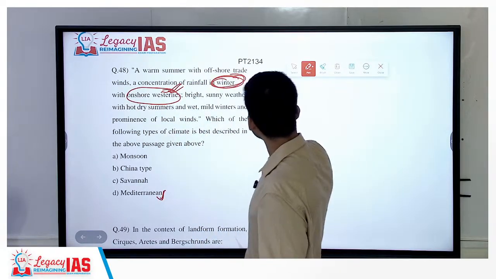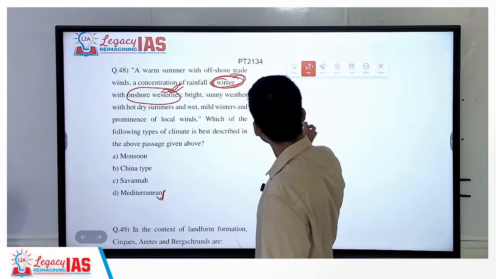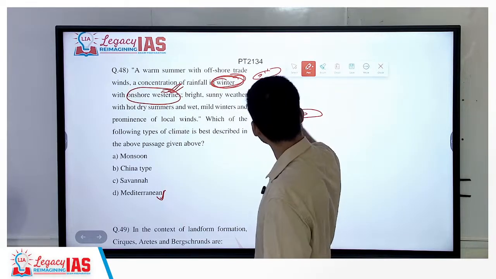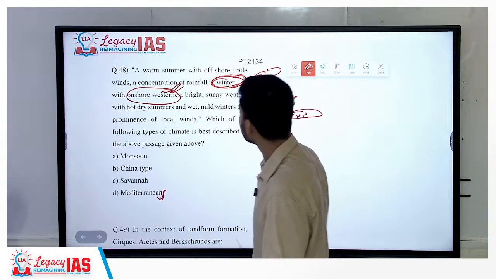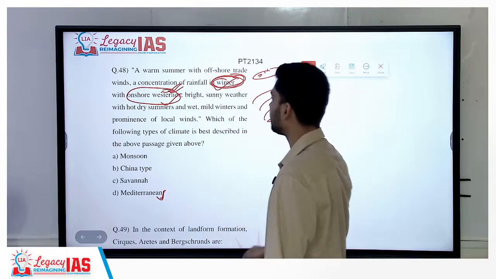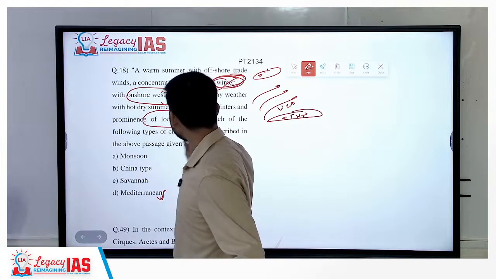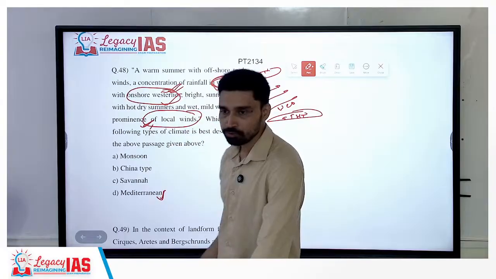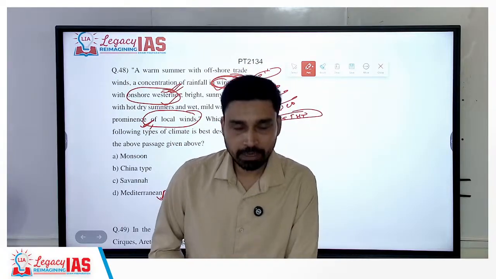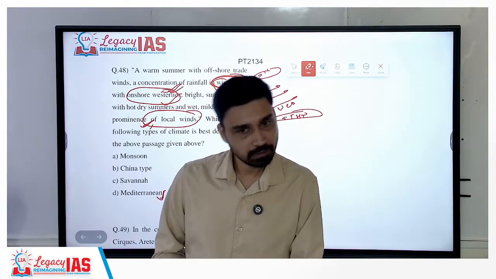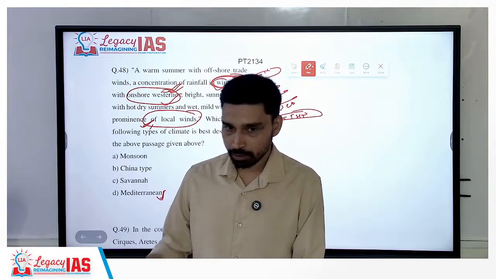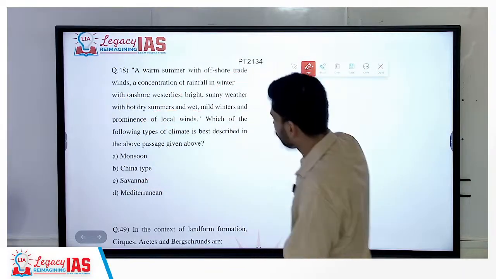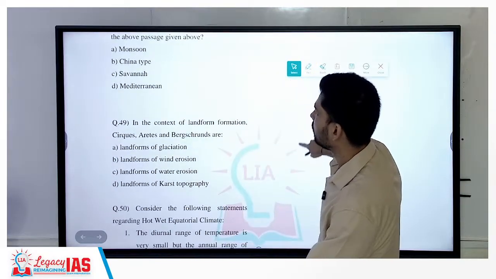We just discussed that Mediterranean climate. What do we have in the winter? Subtropical high pressure belt is here, subpolar low pressure belt is here. Which wind is moving? Westerlies, right? So onshore westerlies in winter. The prominence of local winds should also be an indication, because in the local winds chapter we discussed the majority of local winds in which area? Mediterranean area: Sirocco, Mistral, Bora and all that, right? So what is the correct option? D, Mediterranean.